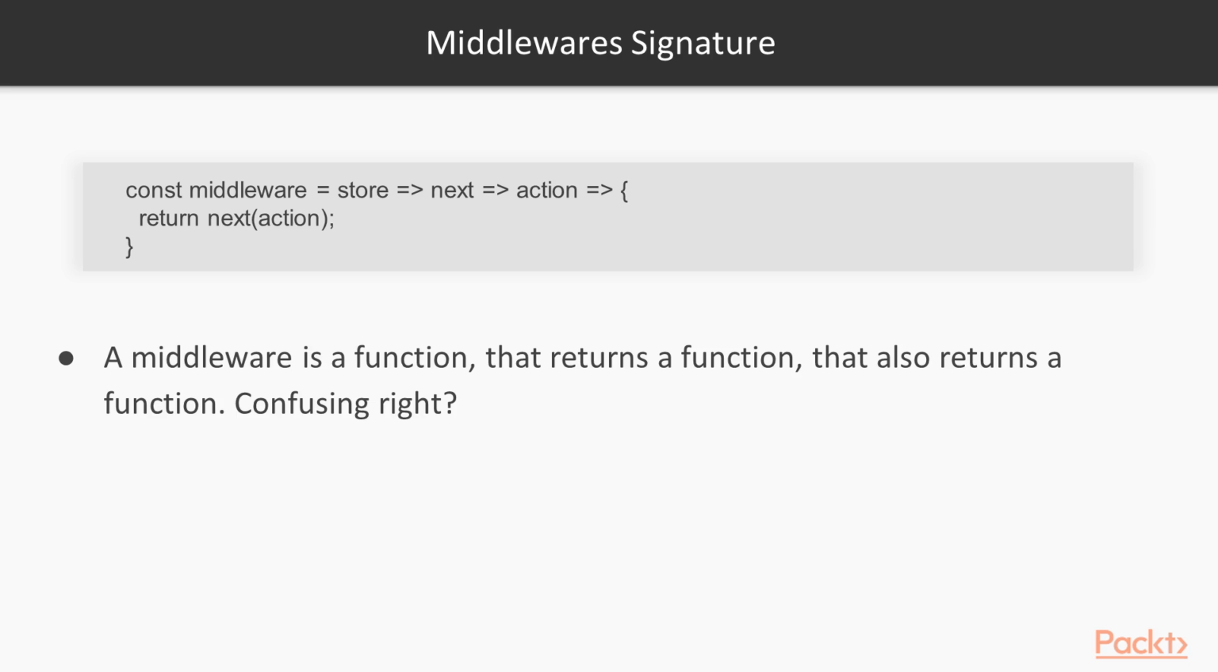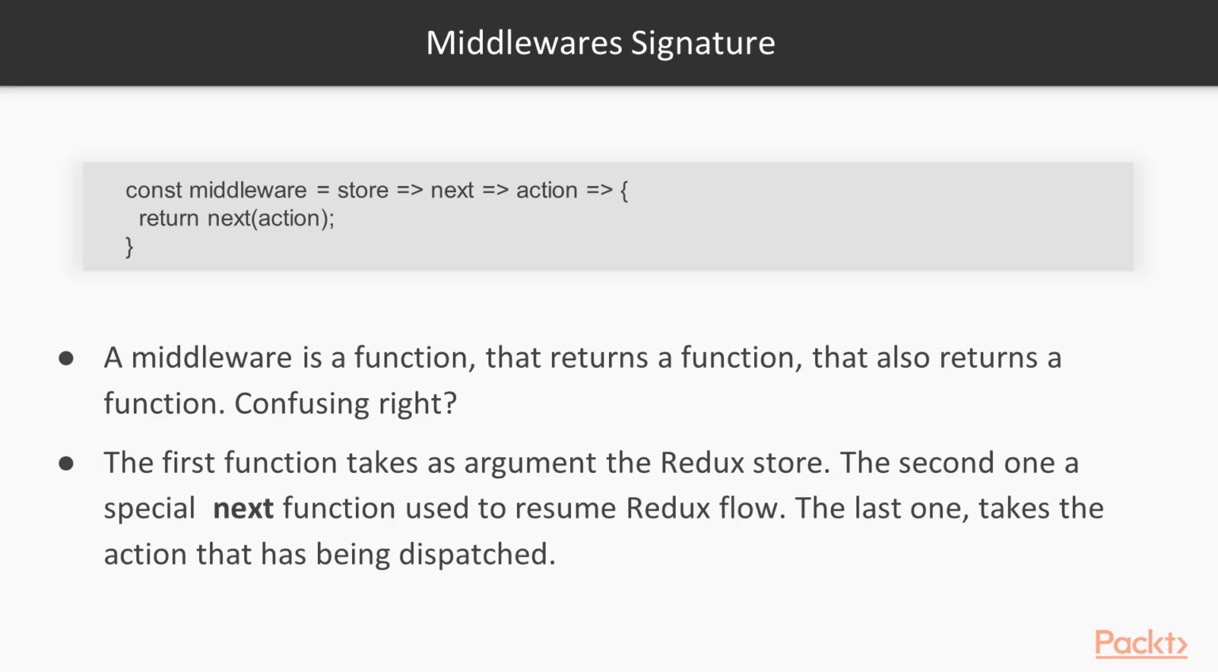Okay, so how do I create a middleware? Creating a middleware is both easy and hard to do at the same time. Why? Because basically a middleware is a function that returns a function, and that function also returns a new function. It's a little bit confusing, right? Well, it is, but once you know the signature, it's almost copy-pasting and you have it all set up right away. The first function takes as an argument the Redux store.